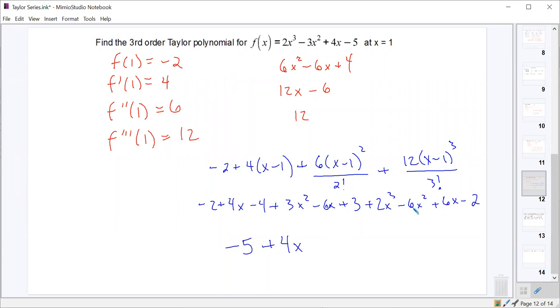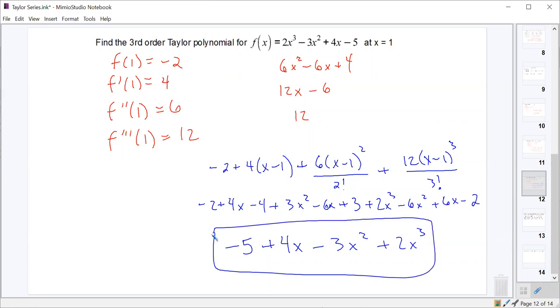3x squared and the minus 6x squared should give us a -3x squared. And we have a 2x cubed. And we'll note that centered at x equals 1, the third order Taylor polynomial of this third degree function is just that function.